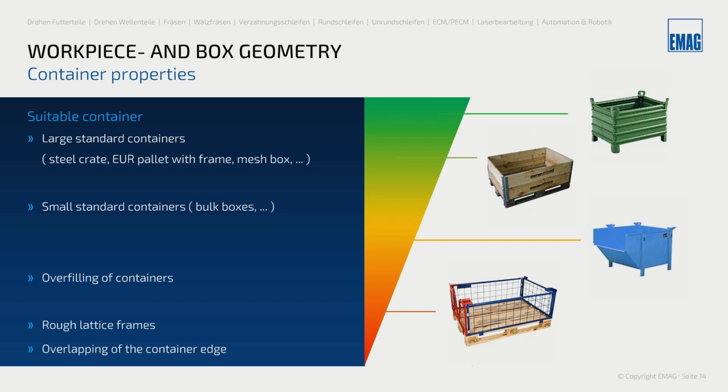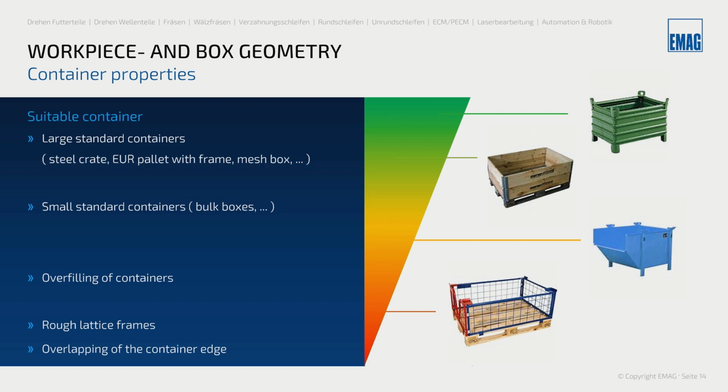Steel crates, Euro pallets with wooden frames, mesh boxes, absolutely no problem here. As the containers get smaller, like those bulk boxes shown here, it gets more complex to pick out the parts collision-free because the space the robot can move in also gets smaller. But still possible, no problem here.